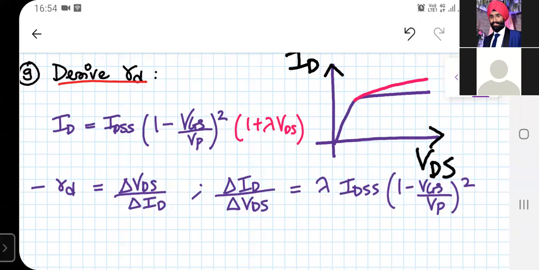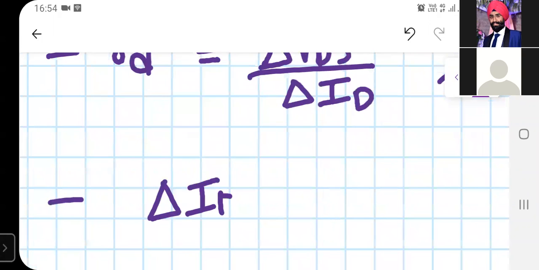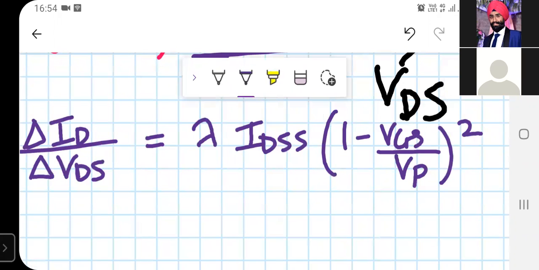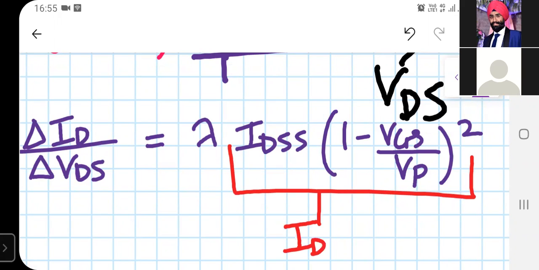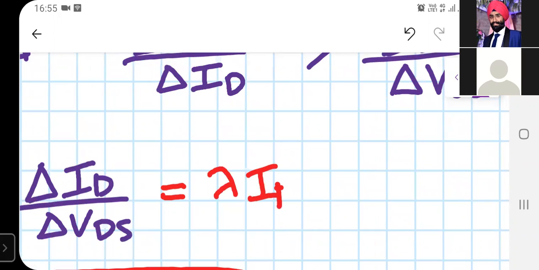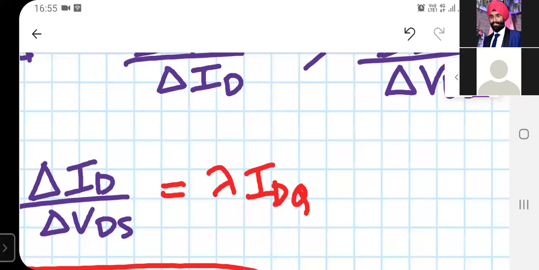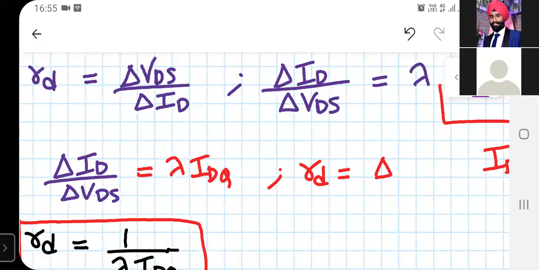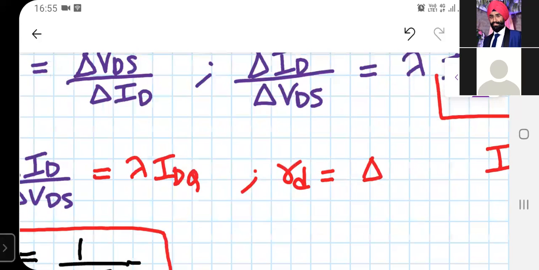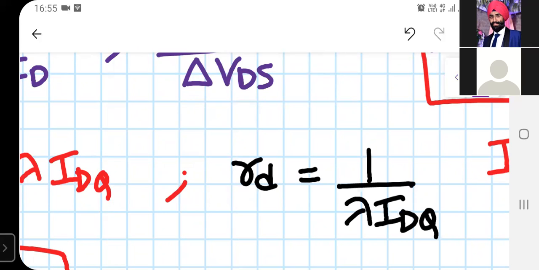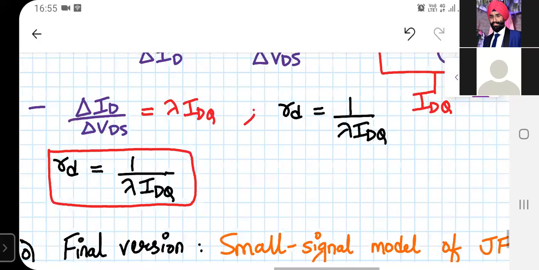Yes, sir. But ये जो expression है, this expression is change in ID upon change in VDS, and I can substitute this value as ID itself, right? ये तो ID ही है ना? So I can write this as lambda IDQ itself. But हमें क्या चाहिए? हमें RD चाहिए ना? So what will be RD? RD will be 1 upon this, because RD will be delta VDS upon delta ID. So the answer will be small RD or RO will be 1 divided by lambda into IDQ, which is this formula. So this is your small signal output resistance.